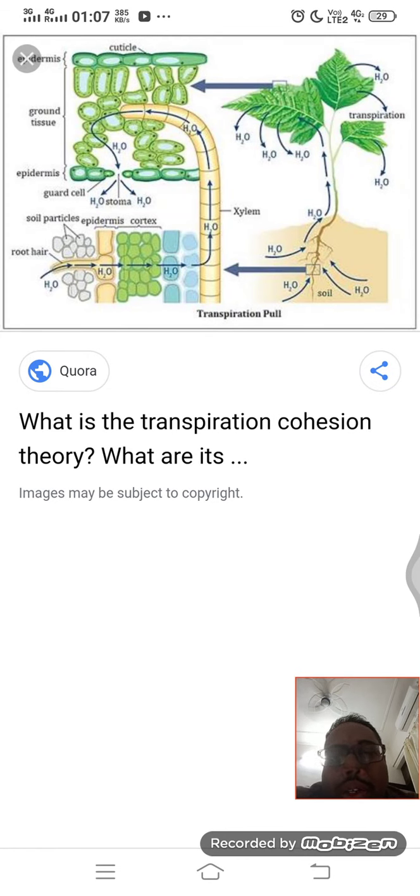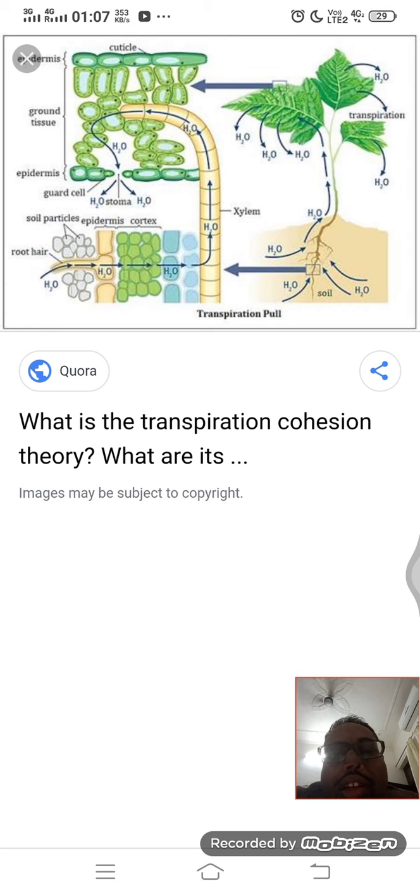Next, we are going to discuss the two topics which I missed, which I am going to explain after the explanation of animals. That is how the transportation takes place and how the excretion takes place in plants.